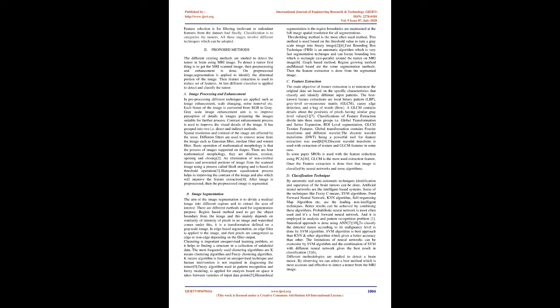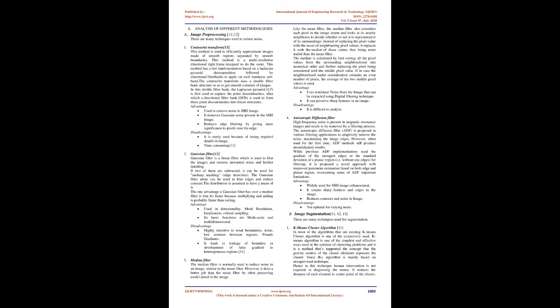Once the feature extraction is done, the image is classified by neural networks in some algorithms. D. Classification technique. By automatic and semi-automatic techniques, identification and separation of brain tumors can be done. Artificial neural networks are intelligent-based systems. Techniques like fuzzy C-means, SVM algorithms, feed-forward neural network, KNN algorithm, self-organizing map algorithm, etc. are the leading non-intelligent techniques. Better results can be achieved by combining these algorithms.